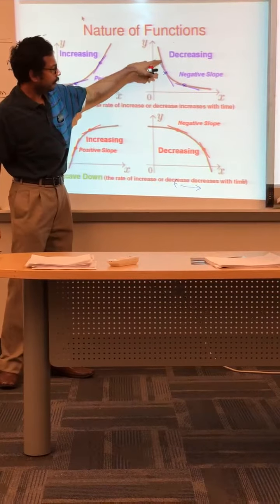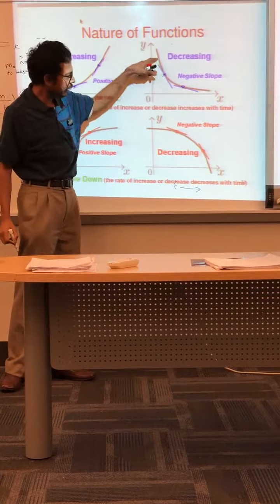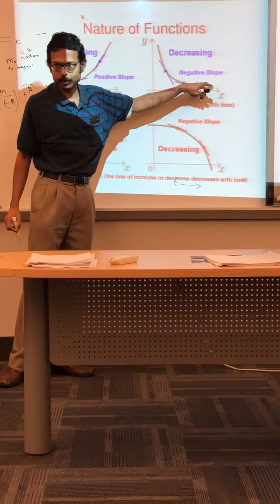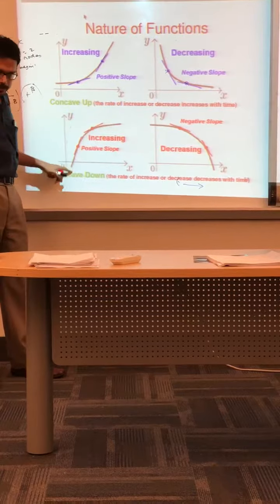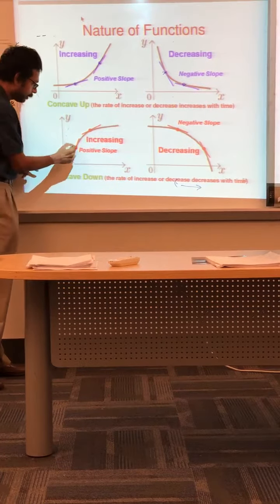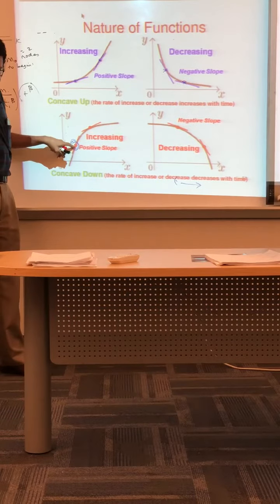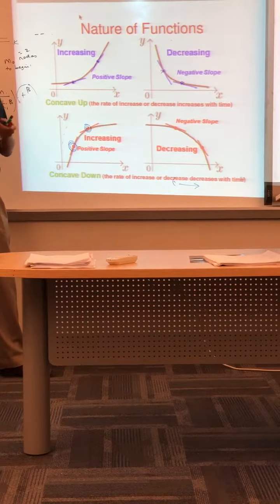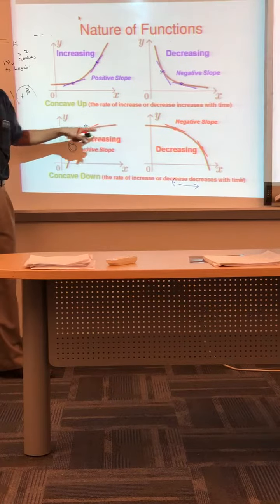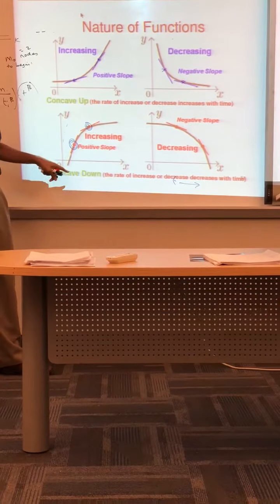So it decreases, and as time progresses, the decrease is still appreciable. Whereas here it increases, but the rate of increase here is going to be larger, whereas the rate of increase here is going to be smaller. It becomes more or less horizontal, right? So such functions are said to be concave down.